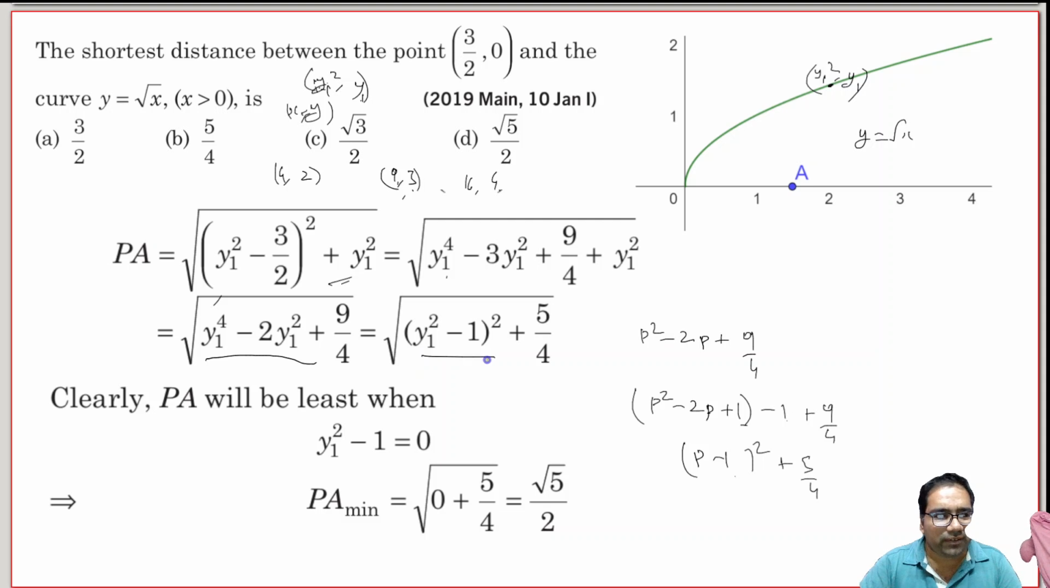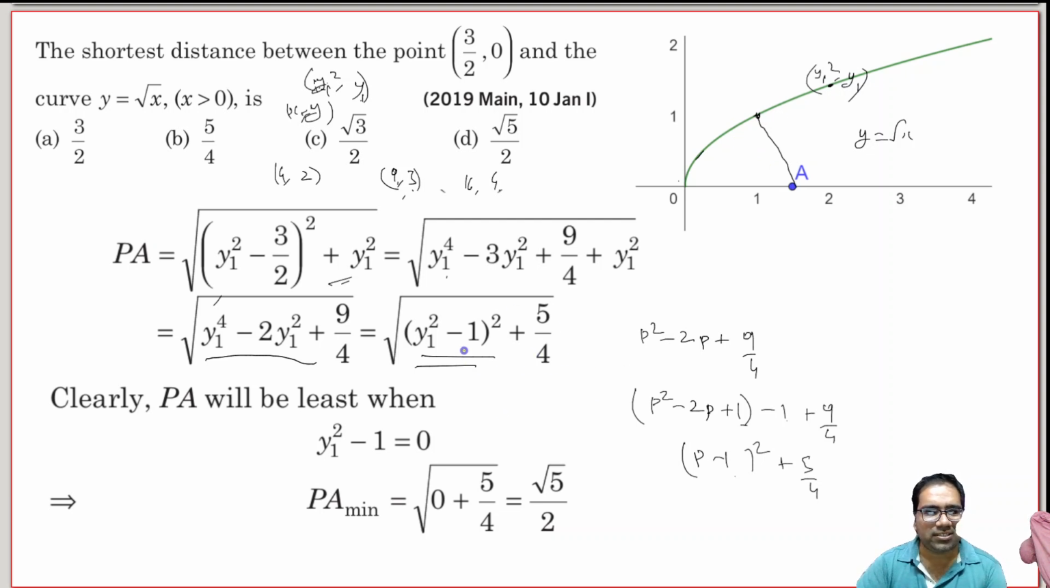Now, when y1 is equal to 1, this becomes 0. This is a perfect square, so it can't be lesser than 0; the lowest it can get is 0. So this is 0 plus 5/4, so root of 0 plus 5/4 is the lowest it can get. That happens when y1 is equal to 1, that means when both x and y are equal to 1, this is the shortest distance. When you go a little bit left it is longer, and a little bit right it is also longer.